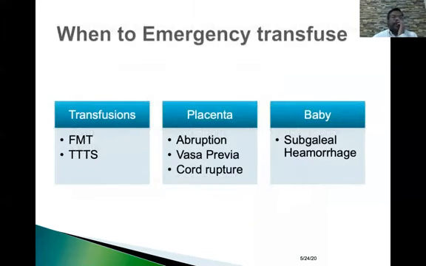Having said that, there are some indications where the baby will need immediate transfusion at birth. The indications might be fetal-maternal transfusion or hemorrhage, twin-to-twin transfusion hemorrhage, placental causes like abruption, vasa previa, accidental cord rupture, and sometimes the baby has such a massive subgaleal hemorrhage that we need to transfuse at birth itself.